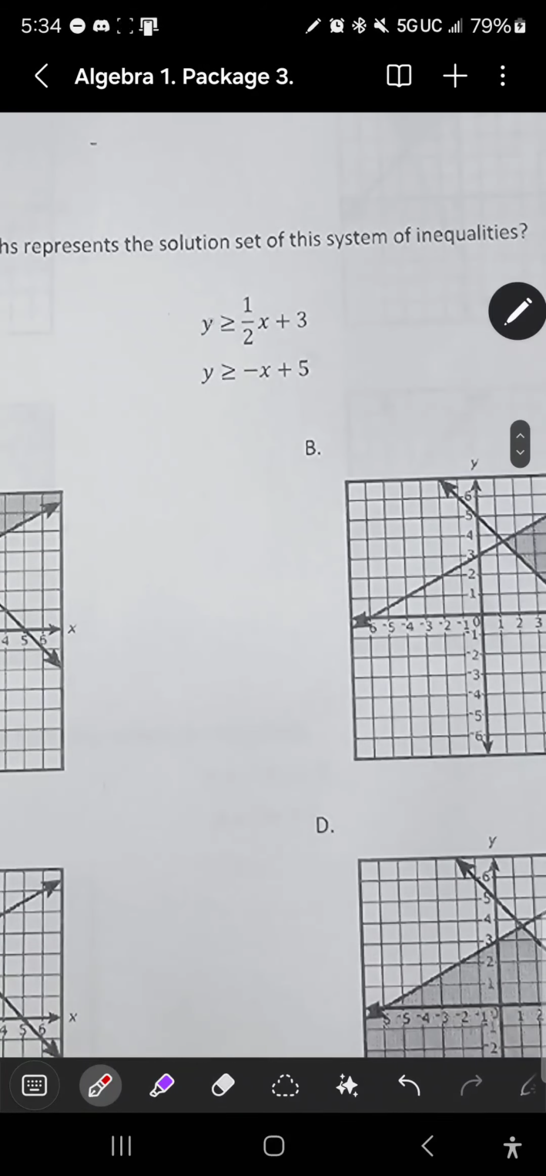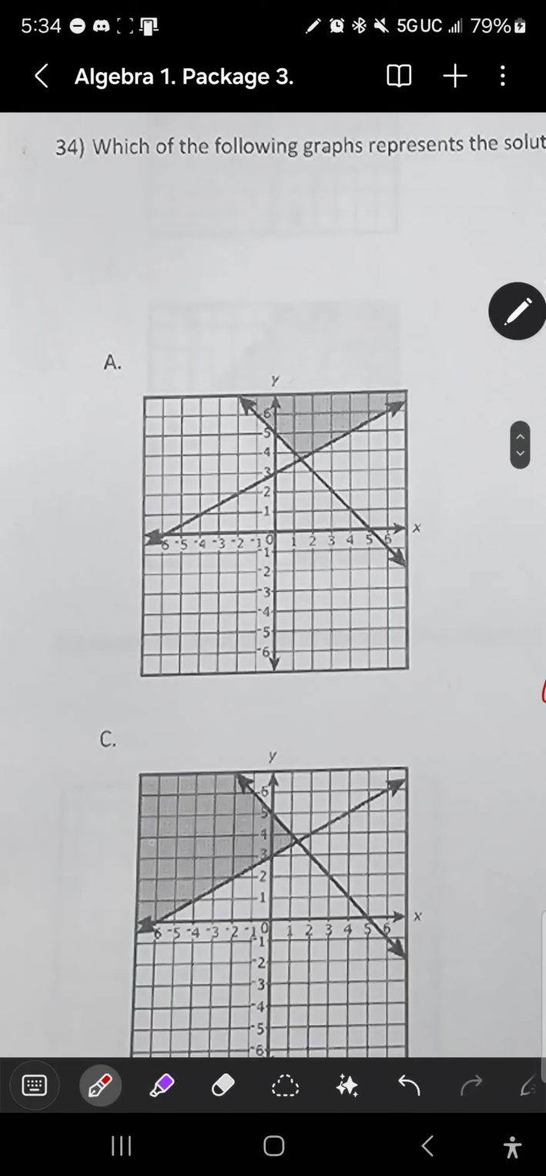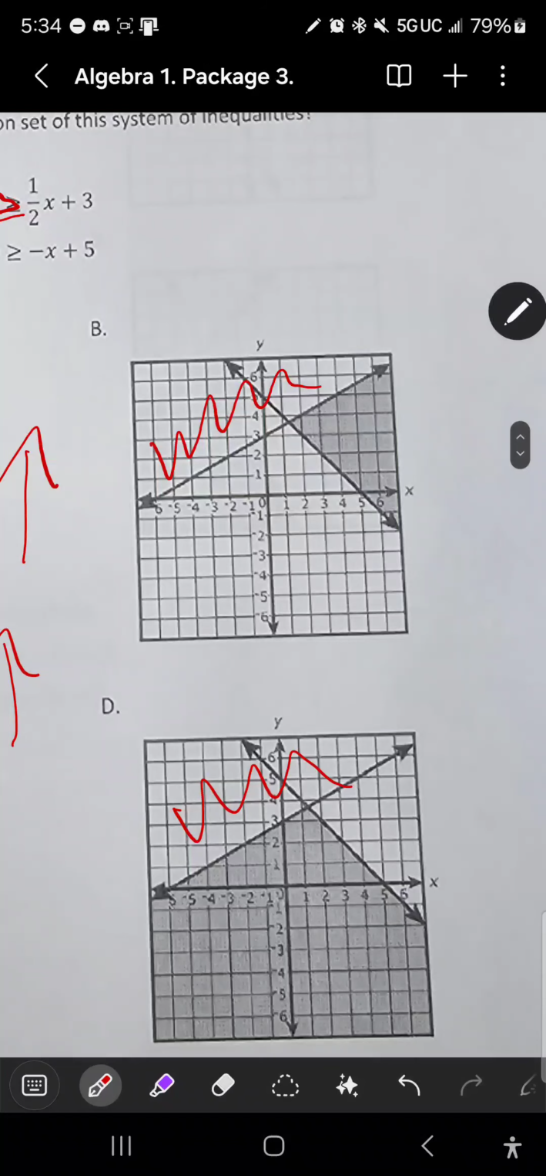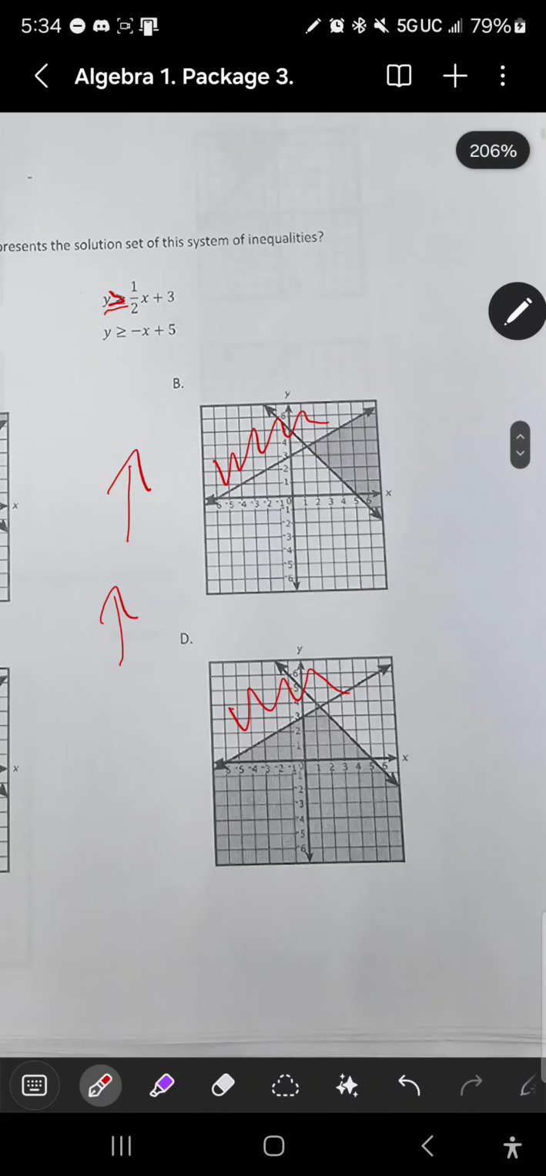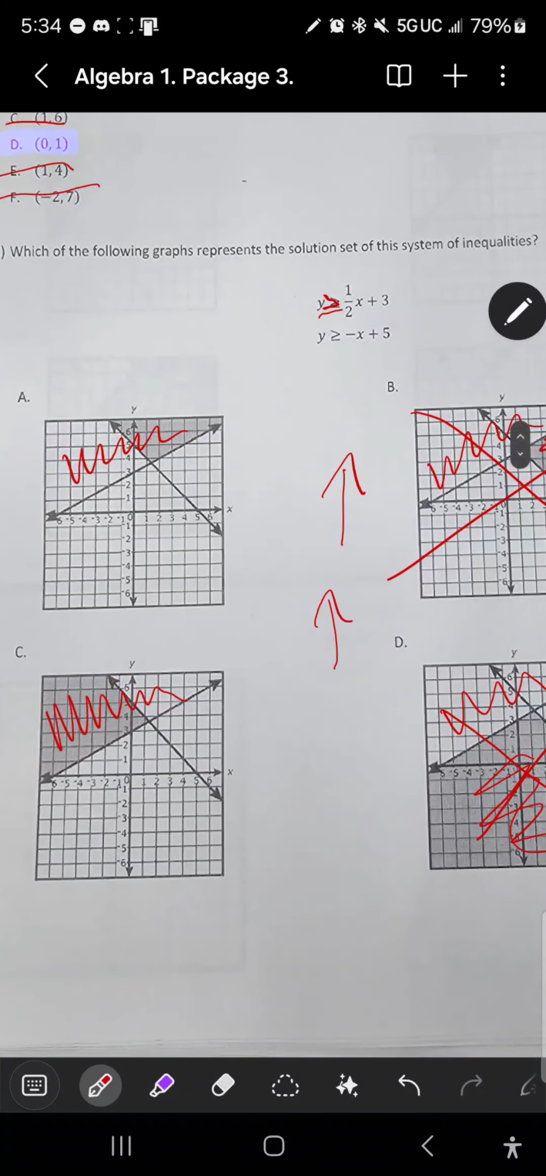So it's just a matter of the sign. Now, we say that it's greater than or equal, so it will be over the line, in the upper values. So it's going to be all over this line, all over this line, all over this line, and all over this line. So right now I can get rid of B and D because the shaded region is under the graph, so we are not looking for that.